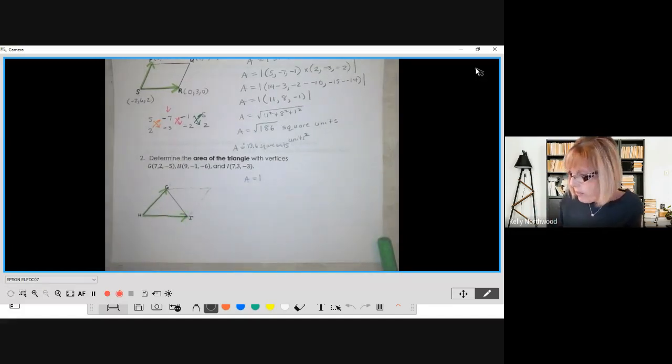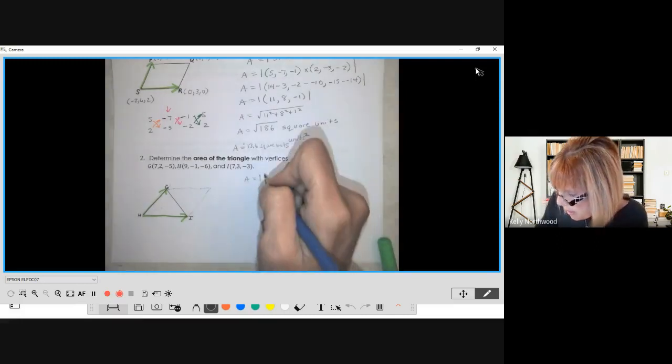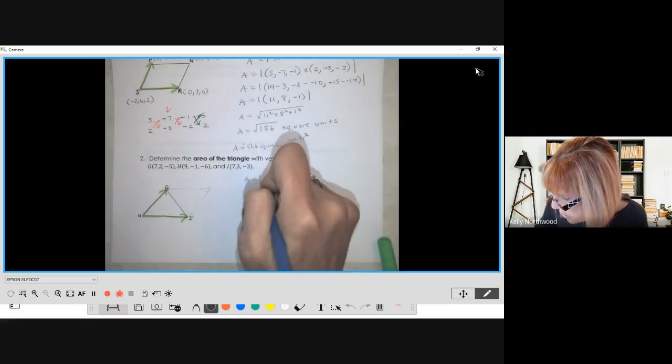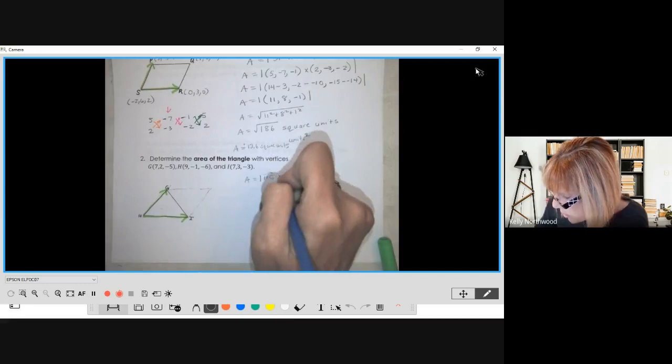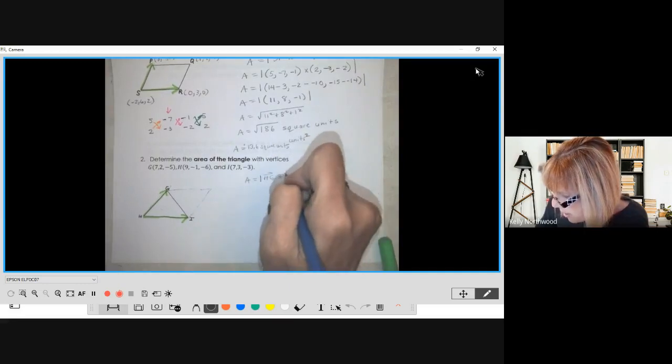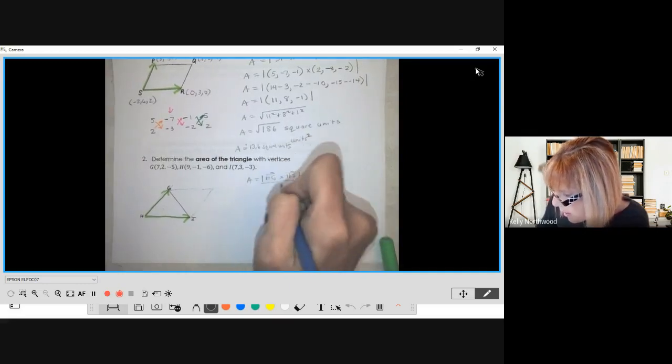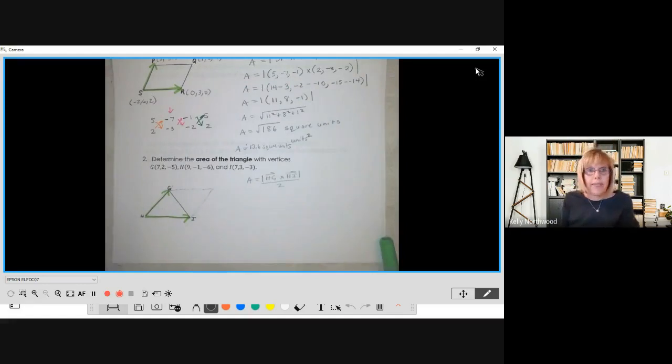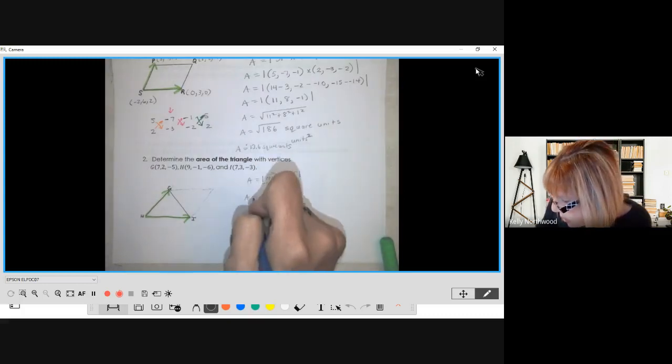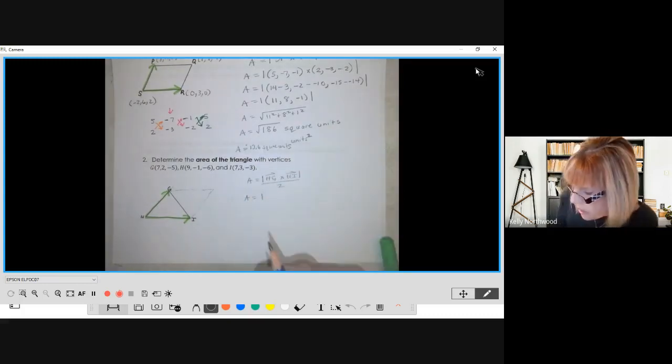So the area of the triangle is going to be the magnitude of vector HG crossed with vector HI divided by 2, because it's half a parallelogram with those same basis vectors. So that's what we're going to do. So we have to find vector HG.